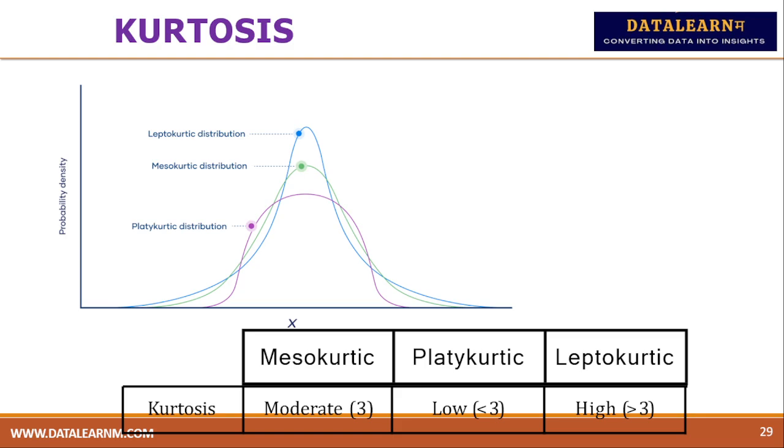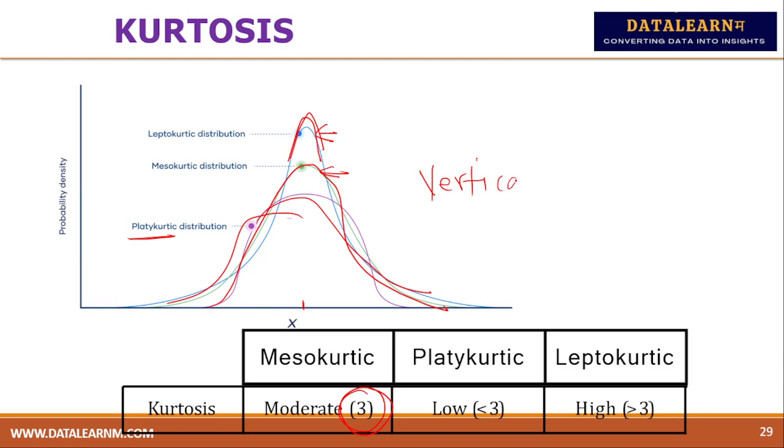Again, in case of kurtosis, mesokurtic is moderate. If the mesokurtic value is 3, you can say it's this green one. This green curve is symmetric around the mean, and a particular range of values are around the mean. If your data is concentrated around the mean only, then it's leptokurtic, and if it is flattened about the mean, then it's platykurtic. So there is a vertical distortion.